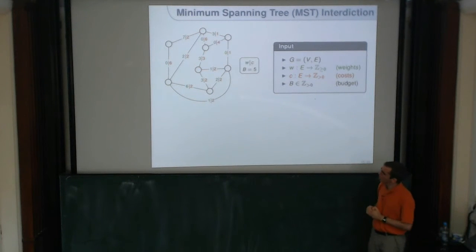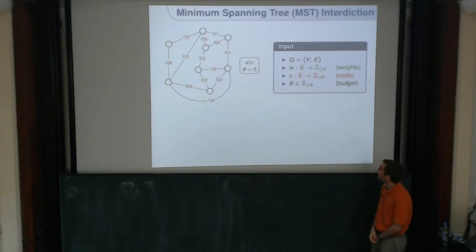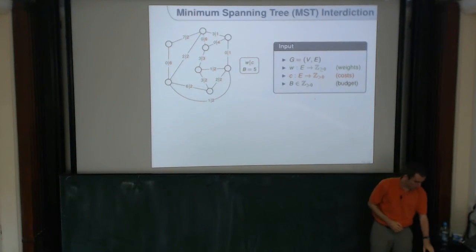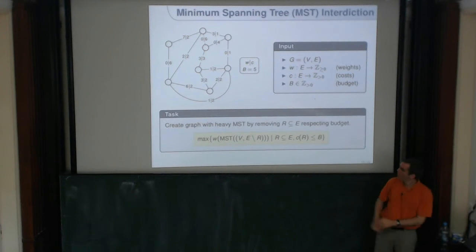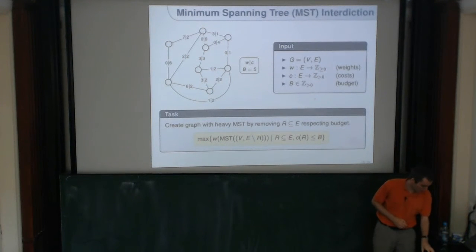So again, you have a graph where every edge has a weight, the green number, and an interdiction cost, the red number. You're given a budget. You want to remove edges of total cost at most the budget, such that in the graph you obtain after removing those edges, the value of an MST is as large as possible. You want to hurt the MST. So it's the same setting as beforehand. That's just a formal description that follows the same description as when I formalized the interdiction problem. So there's nothing new here.